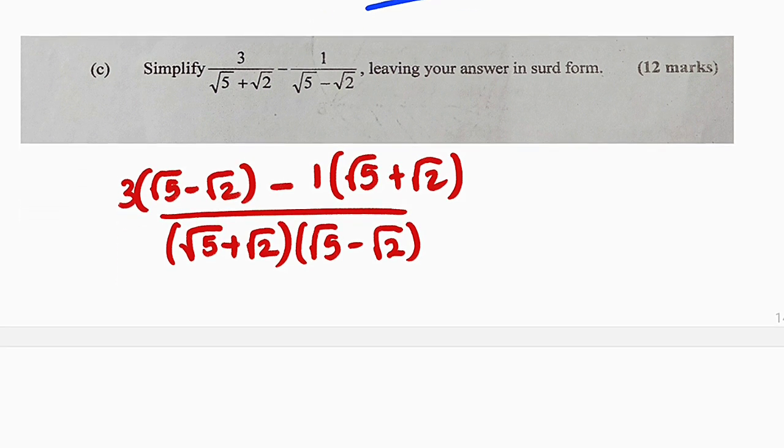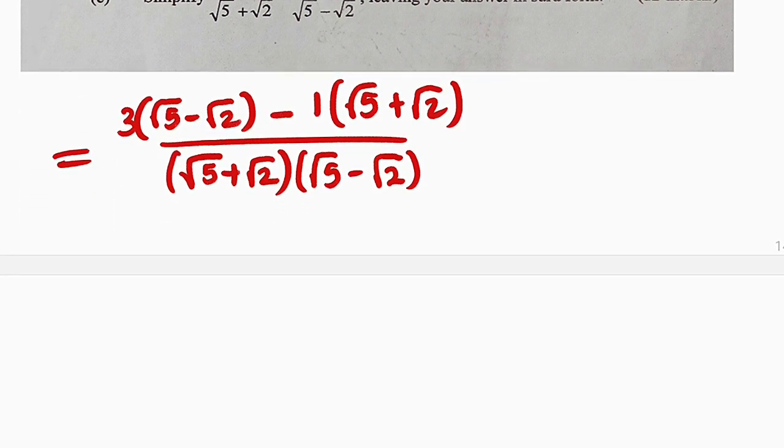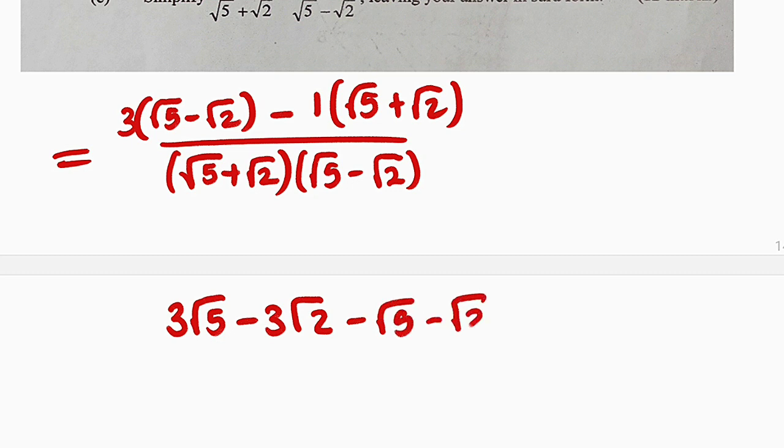So let's simplify. To the top, we have 3 times square root of 5 is 3 square root of 5 minus 3 square root of 2. Then this minus will affect everything inside. Minus 1 times square root of 5 is minus square root of 5. Minus 1 times square root of 2 is minus square root of 2.